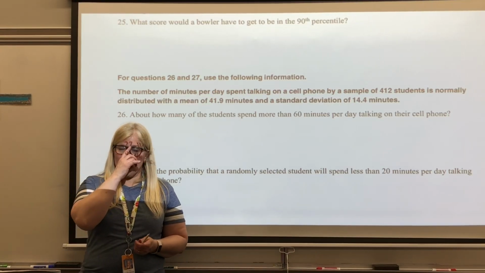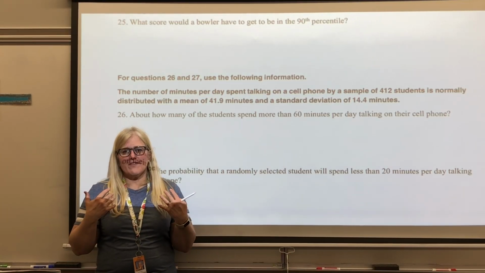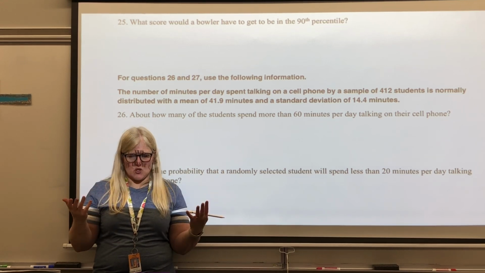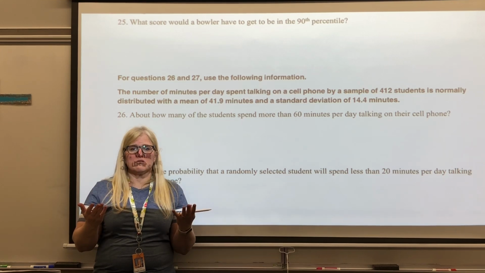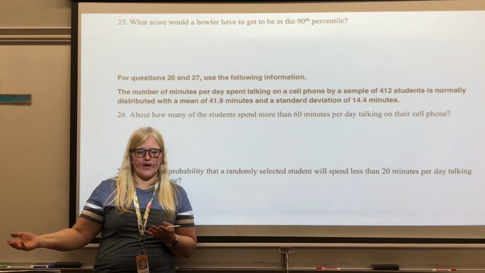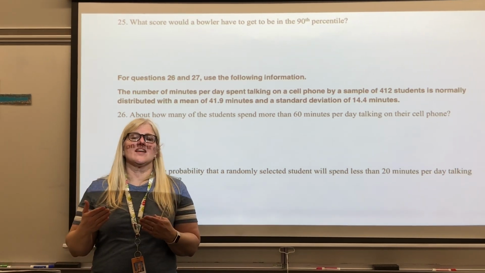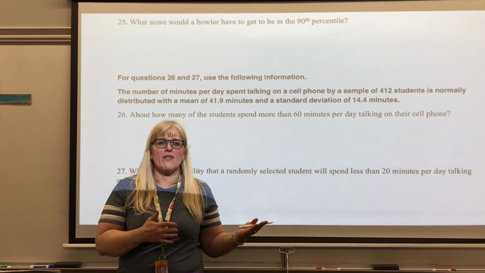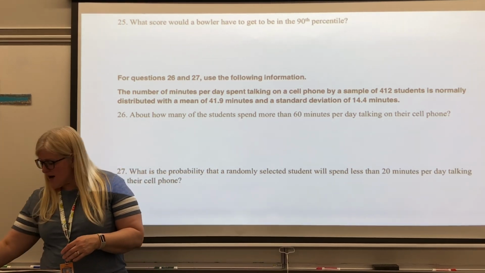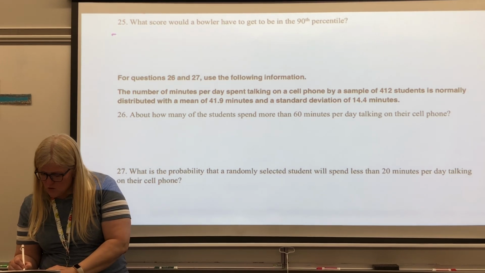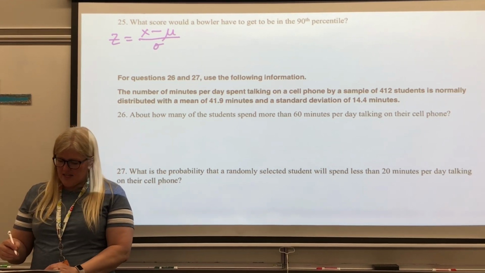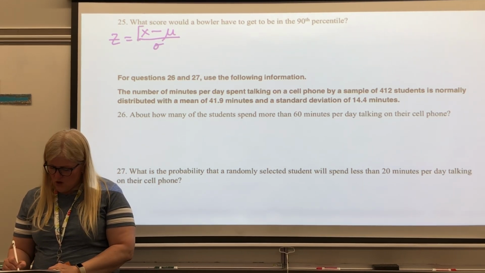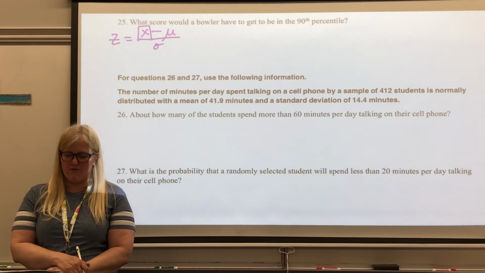Number 25 is a little different than what we've been doing. In the previous couple of problems with this bowling situation, we're given what the bowler bowls, and then we find out what percentile they're in. In this case, we're given the percentile, and we want to know what they bowled. So we're still going to use z equals x minus mu over sigma, but this time we don't know x. That's what we're looking for.